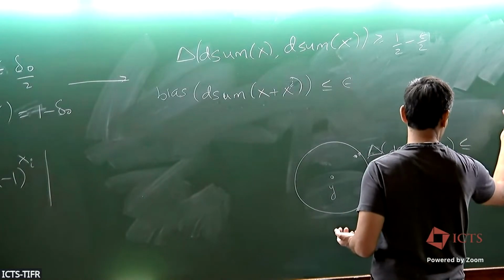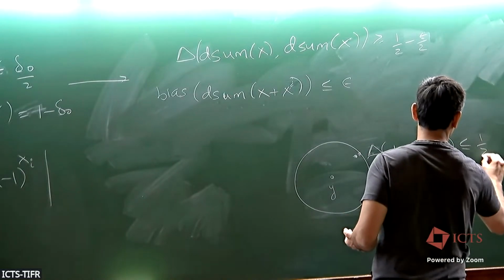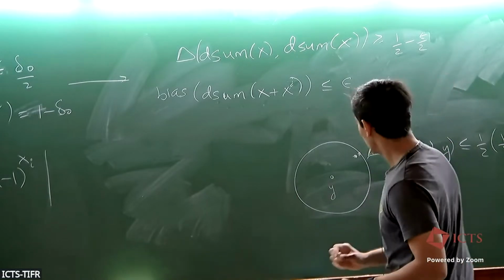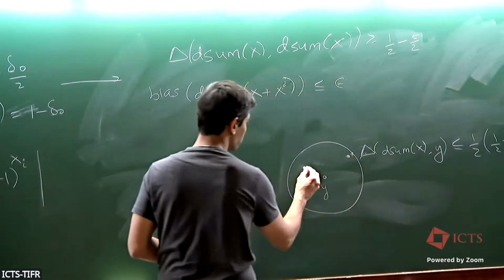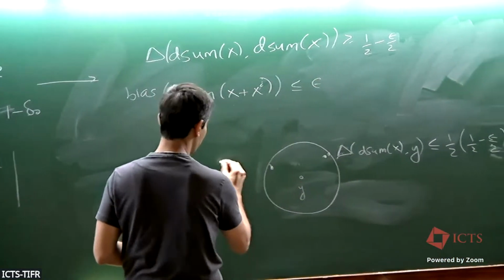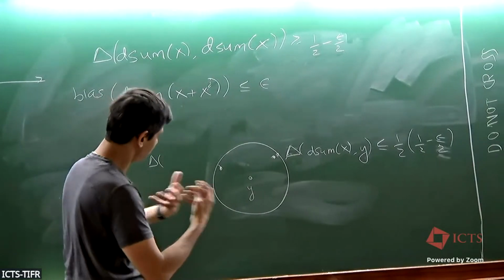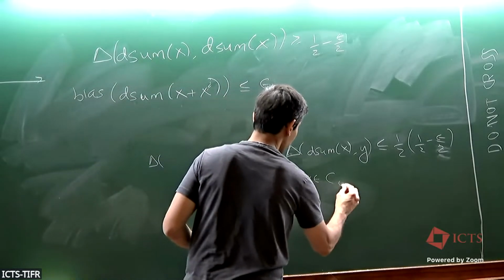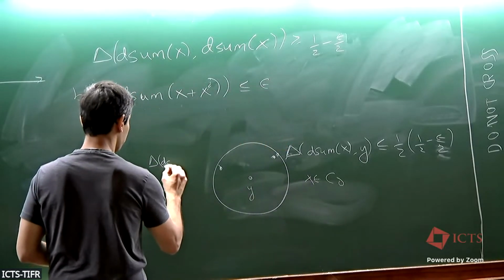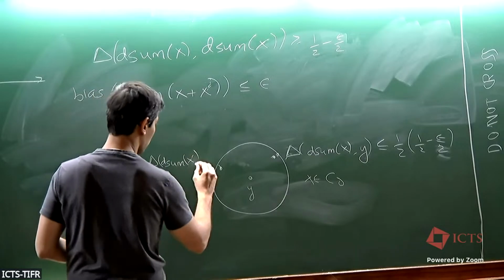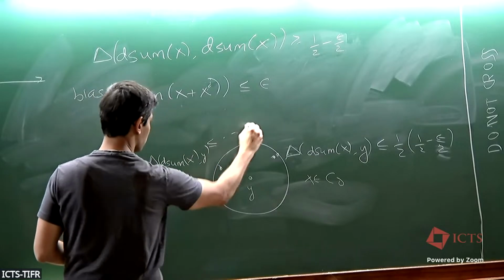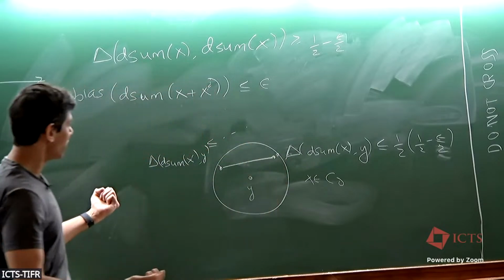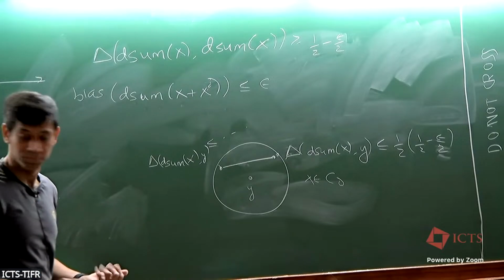Whatever is the half of that. But I find some x prime which is within the same ball. So it satisfies good number of constraints, but it's not in the base code. So this x is in C0, but I found x prime. The same. Okay. Then by triangle inequality, I know that x and x prime are not too far from each other.